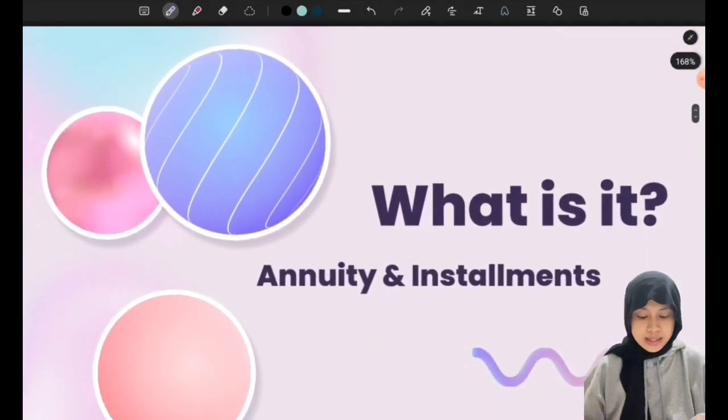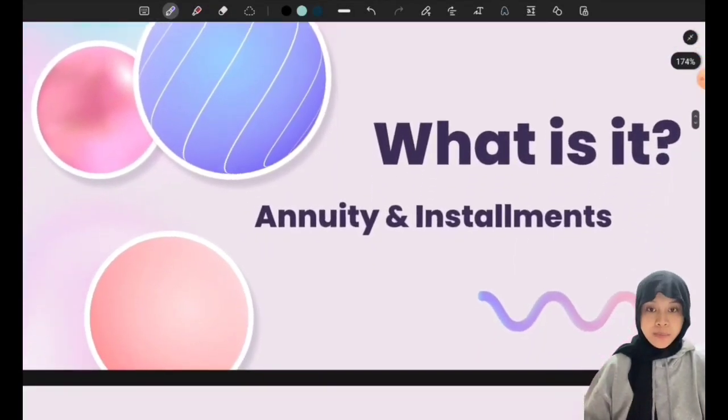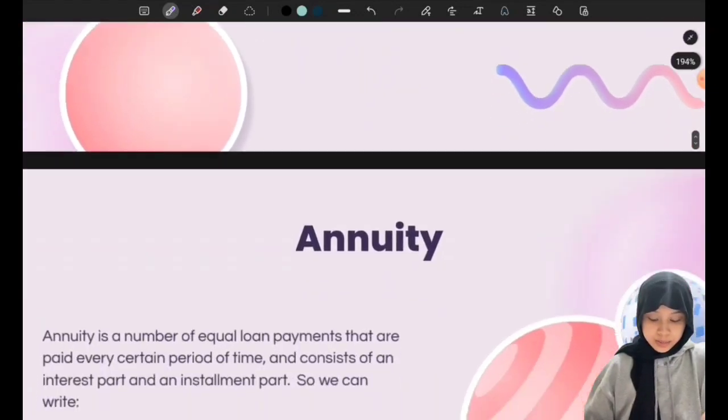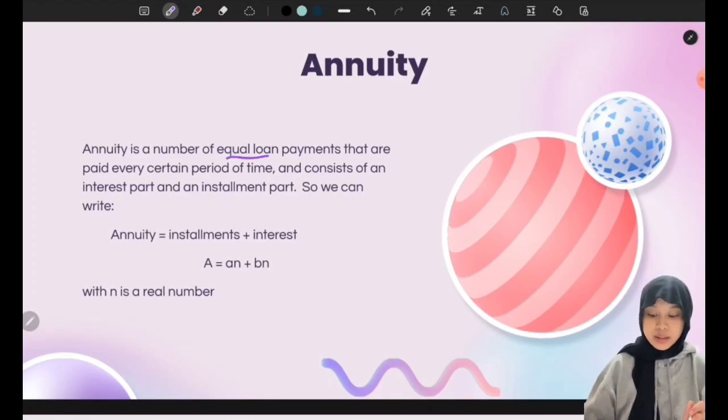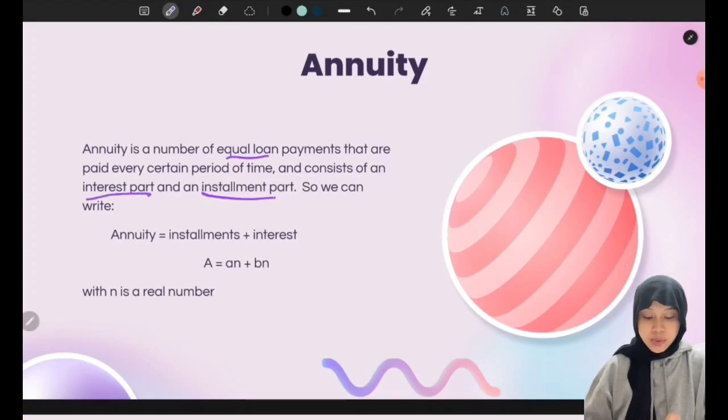Next, what is the annuity and installment? Annuity is a number of equal loan payments that are paid every certain period of time and consists of the interest part and installment part. So we can write annuity equal installment plus interest, or annuity as A equal AN plus BN, AN for the installment and BN for the interest, with N is a real number.